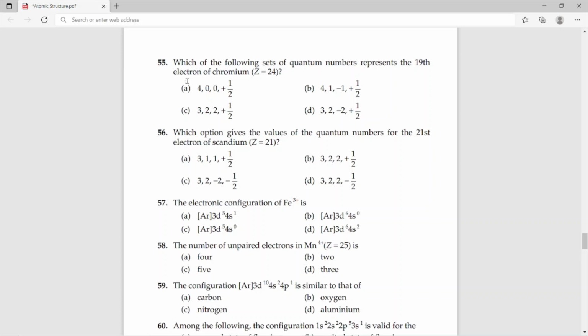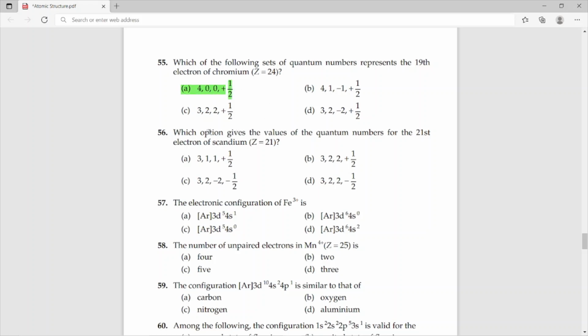55th question is, which of the following sets of quantum numbers represent the 19th electron of chromium, whose atomic number is 24? So how to assign the 19th electron of chromium? The right option should be option A.